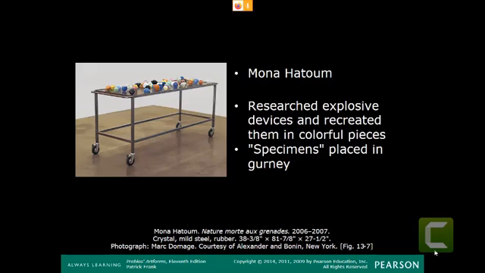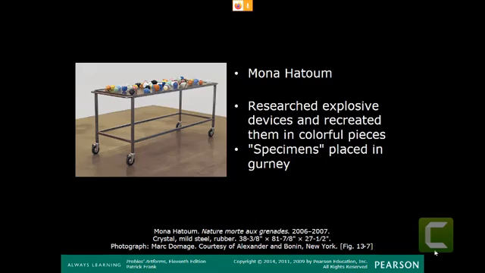This work is by the artist Mona Hatoum. She researched many explosive devices and recreated them in colorful pieces, quote unquote specimens placed on a gurney. And so we can ask ourselves, what is the artist trying to say here with this work of art?